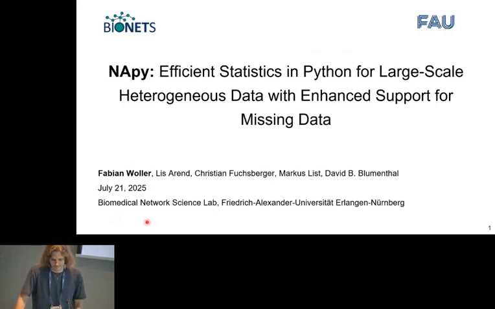I'm Fabian Woller. I'm a PhD student at the Biomedical Network Science Lab at Friedrich-Alexander-Universität Erlangen-Nürnberg. And today I would like to make some advertisement for an efficient Python statistics tool that we designed explicitly for handling large-scale heterogeneous data sets with large amount of missingness in them.